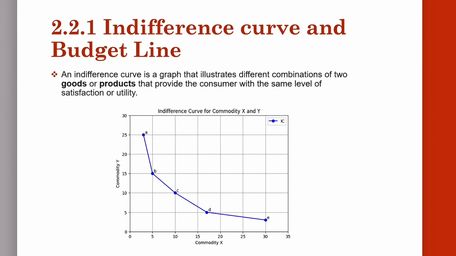Now let us talk about the indifference curve and budget lines. An indifference curve represents different combinations of two goods that give the consumer the same level of satisfaction. If you are equally happy with two apples and three bananas, or one apple and four bananas, those combinations lie on the same curve. Budget line.